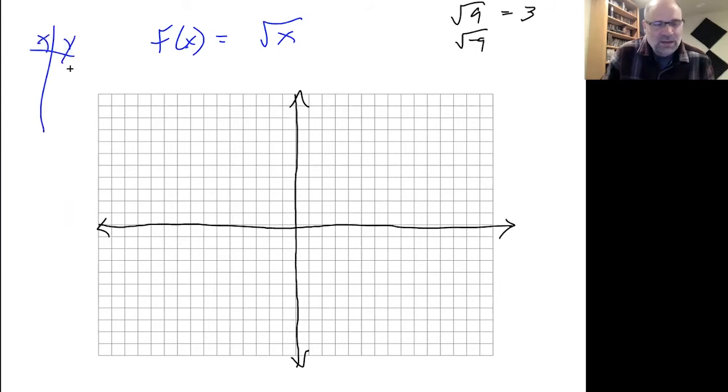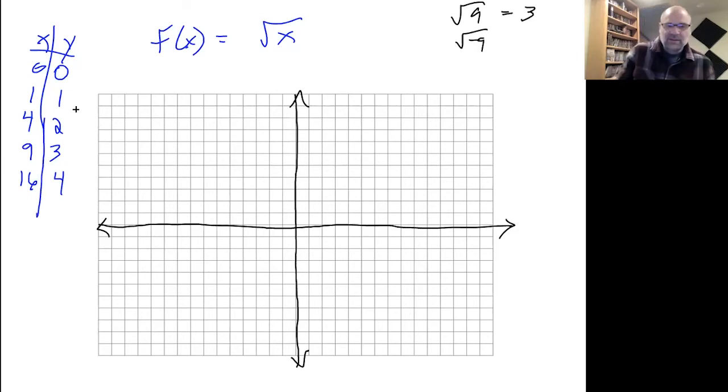I'm going to pick some x's that are perfect squares. So 0 gives me 0. 1 gives me 1. I'm going to skip to 4 because I can take the square root of 4. That gives me 2. 9 gives me 3. 16 gives me 4. Okay, now technically, it gives me 2 roots, right? When you take the square root of something, you always have the positive and negative version.